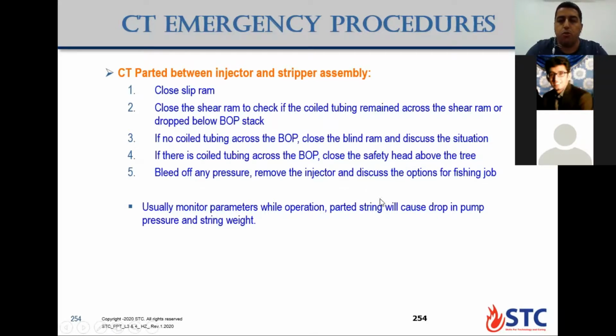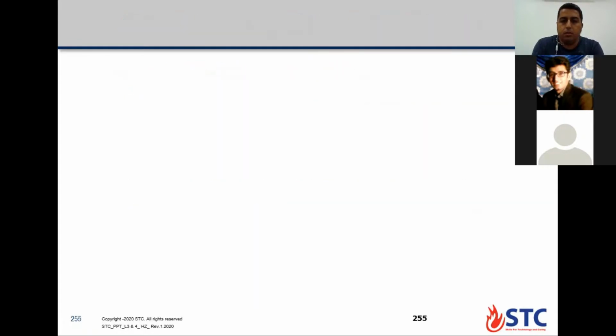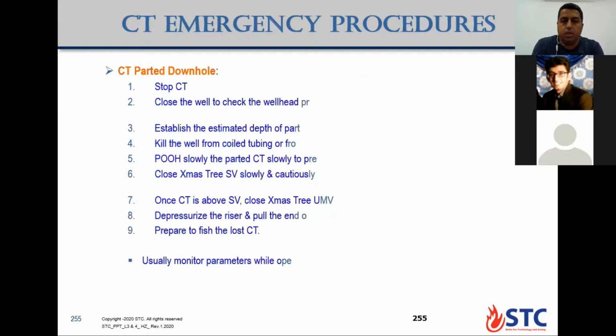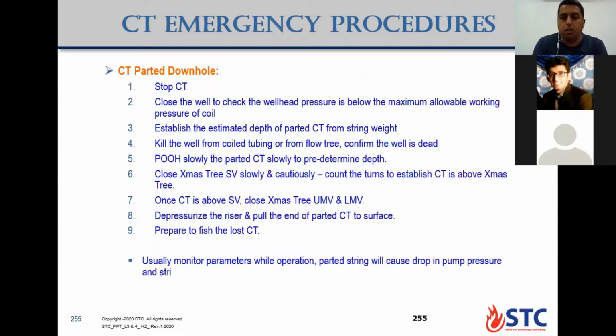Parted coil tubing for sure will cause more pressure drop and string weight drop, especially if you have a cut or part downhole. Here now the coil tubing is not cut at the surface, but it's parted downhole. That means you have a separation between the bottom hole assembly and your coil tubing inside the pipe. So how do you recognize this one? With weight and the pressure drop, you can estimate the depth of the cut from the coil tubing software.